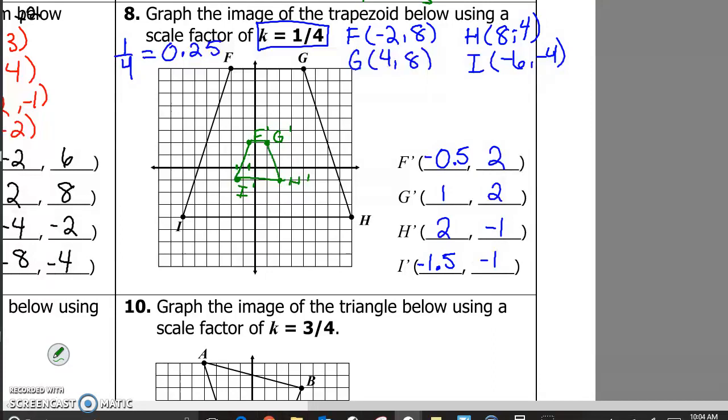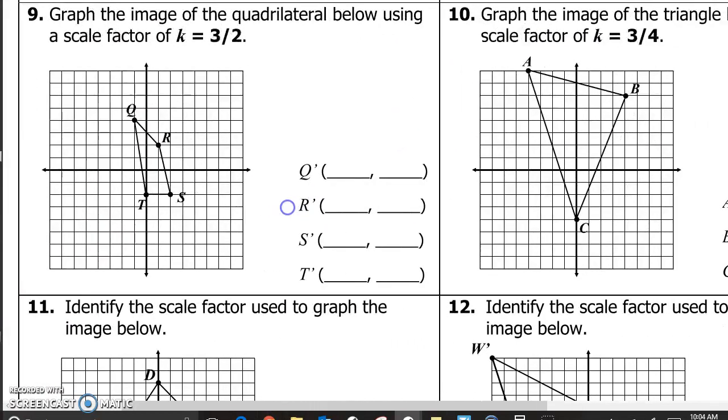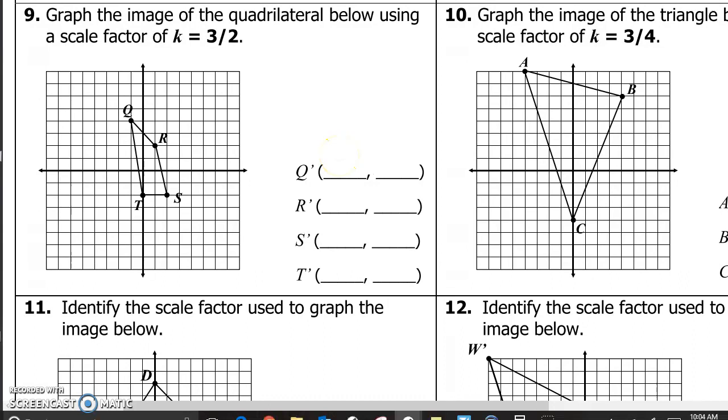So that figure has a dilation or a scale factor of 1/4, much smaller, 1/4 of the size. Okay, again for number 9, we're given that shape and then we need to use the dilation of 3/2.